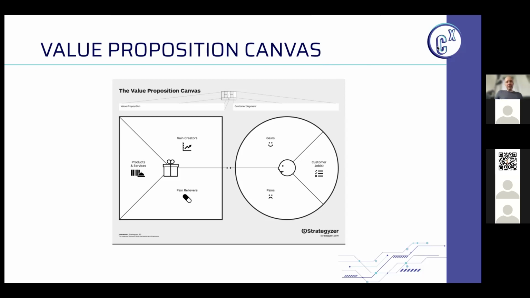Maybe one other question that people usually ask about value proposition canvases is: should I do the value proposition canvas only once, or should I do it more often? And what level of detail should I go with?